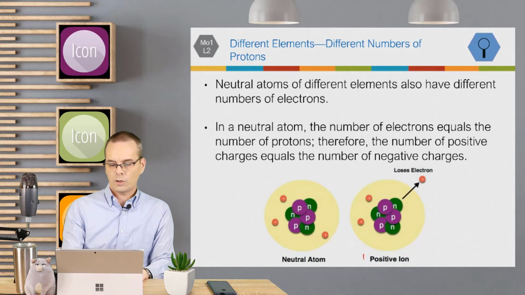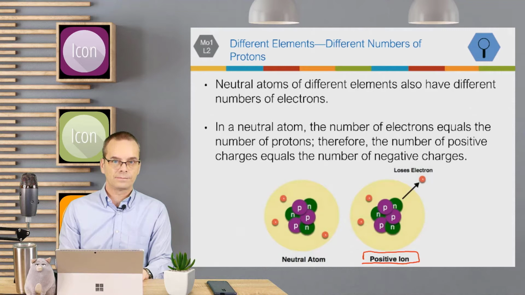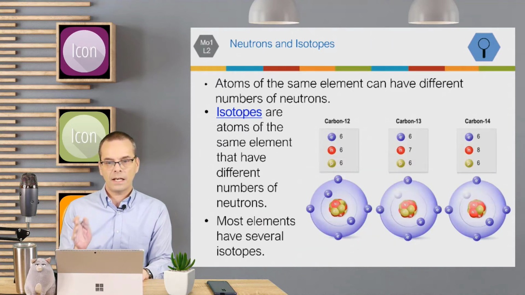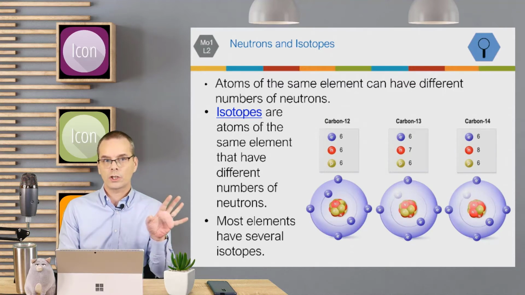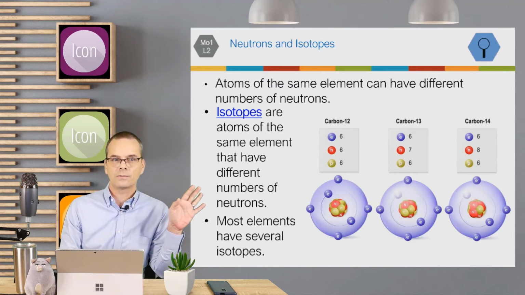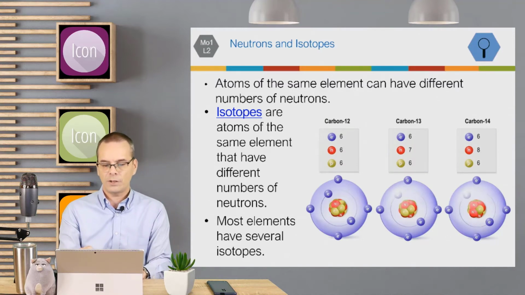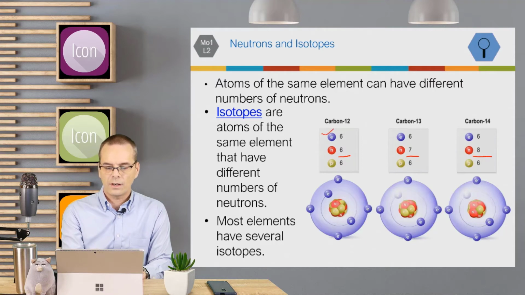And now you also have this situation where it may lose an electron and become a positive ion. So atoms of the same element that have different numbers of neutrons, the neutral particles, we call these isotopes. Now, isotopes are atoms of the same element, again, that have different numbers of neutrons. So you can see right here, carbon-12, carbon-13, carbon-14. Their electrons and protons are the same, but they have different numbers of neutrons.